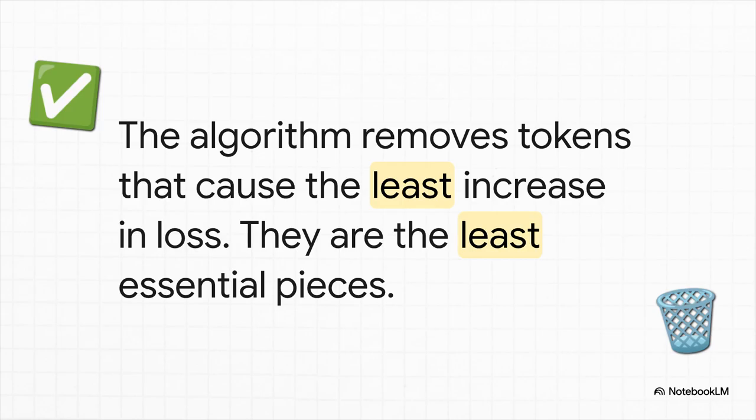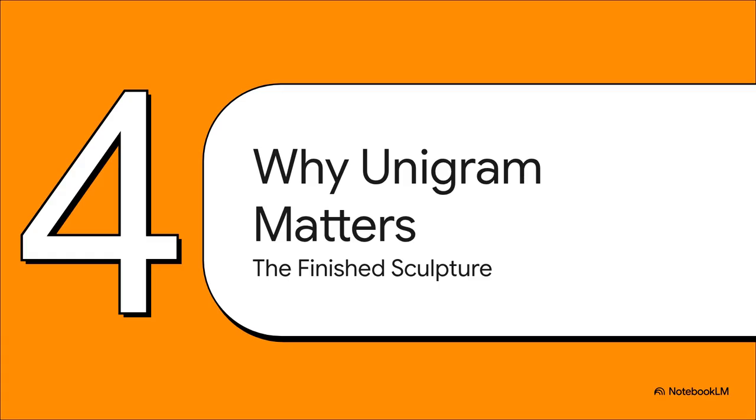And that is the whole secret right there. That's how it finds the weak links. The algorithm literally just does a test run for a bunch of tokens. It asks, if I remove this token, how much does the badness score go up? The tokens that cause the tiniest little increase in loss, those are the weak ones. If getting rid of a token barely makes things worse, it means it wasn't that important to begin with. It's just a spare piece of marble. So chip, it's gone.